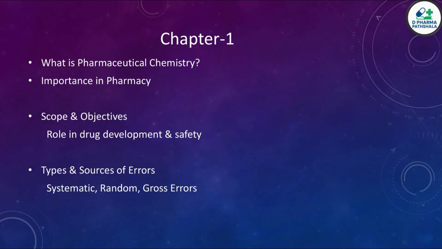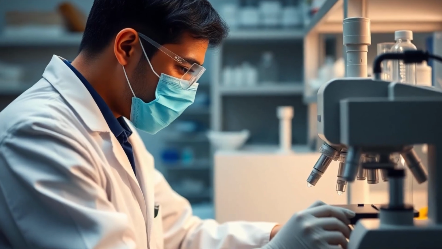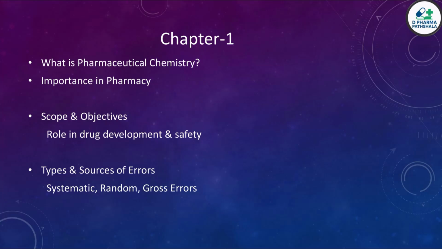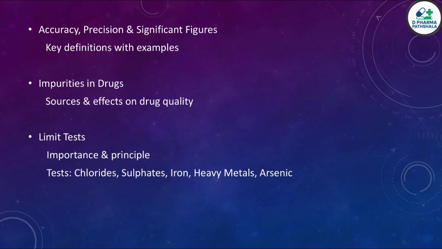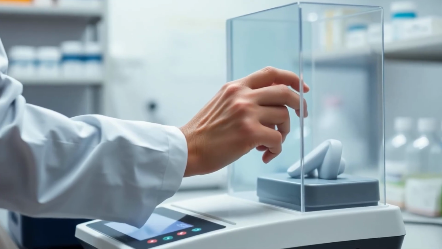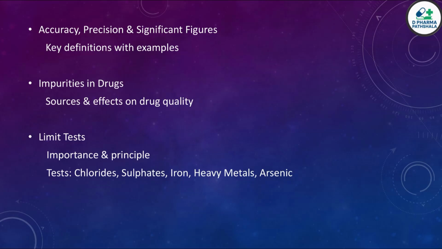Then, we'll study the types and sources of errors that may occur during pharmaceutical analysis. This includes systematic errors, random errors, and gross errors. After that, we'll cover the core concepts of accuracy, precision, and significant figures, all of which are essential in achieving correct and reliable results in lab calculations.